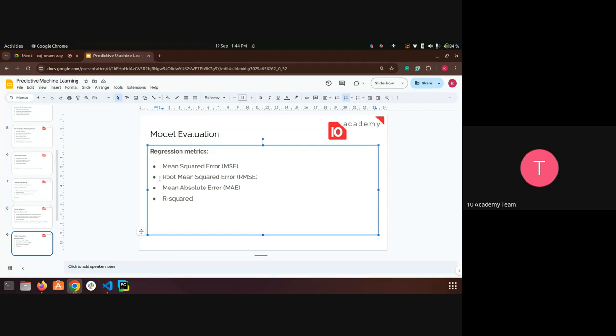So this is mean absolute error and R squared. We will see some of them in the demo. But basically, since these are errors, we want them to be less. So the lesser, the better.